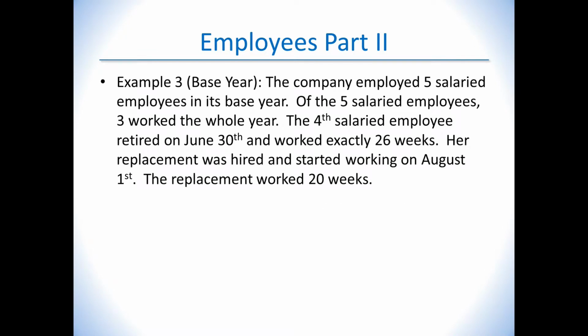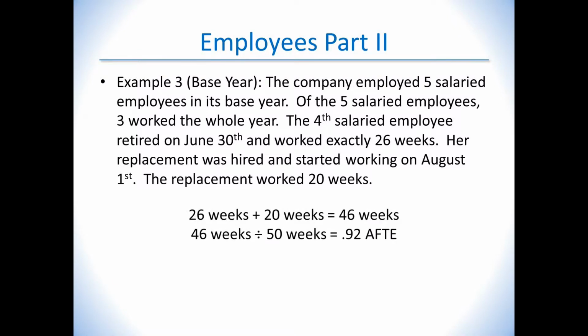Example 3 will be an example of the base year, which is the most previously completed tax year. Since this year has already been completed, the company has payroll data to determine the exact amount of time each employee worked. The company employed 5 salaried employees in its base year. Of the 5 salaried employees, 3 worked the whole year. The 4th salaried employee retired on June 30th and worked exactly 26 weeks. Her replacement was hired and started working on August 1st. The replacement worked 20 weeks.